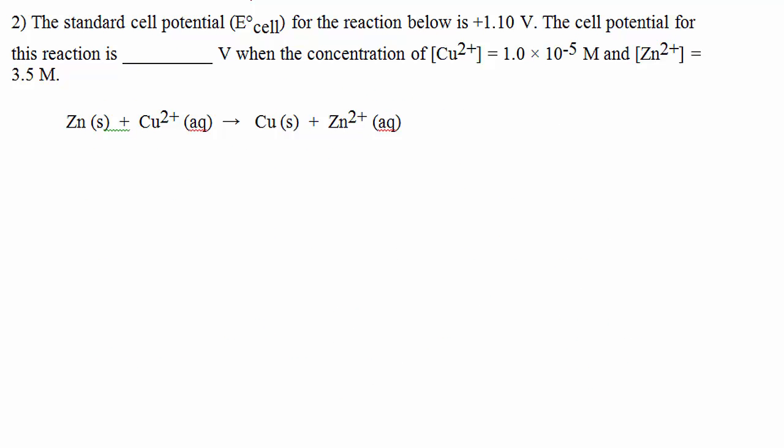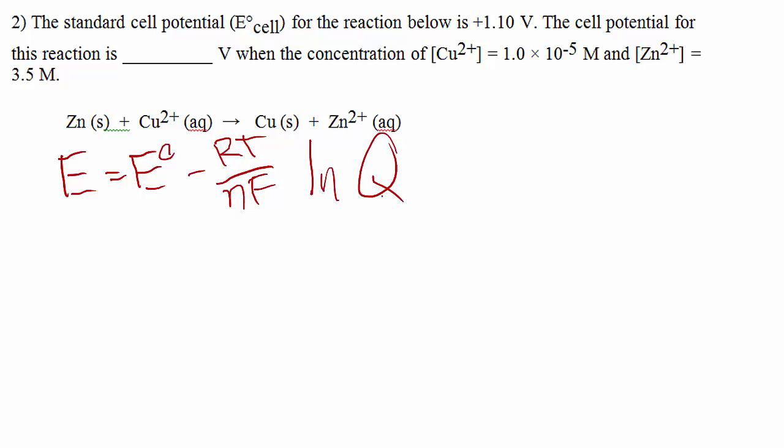All right, number 2. The standard cell potential for the reaction below is positive 1.1 volts. The cell potential for this reaction is blank when the concentration of Cu plus 2 is this number and Zn plus 2 is that number. So again, we're going to need to use this equation: E equals E naught minus RT over NF ln of Q.